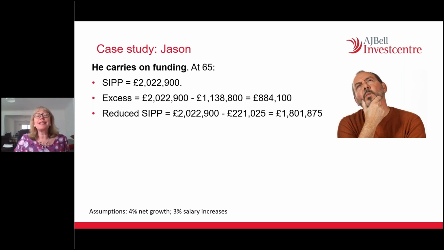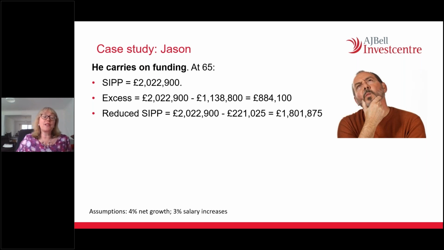If Jason decides to carry on funding, so his employer carries on paying in the contributions and Jason carries on paying in the contributions, then at 65, in 7 years' time, his SIPP could be worth over £2 million. Now, again, I've assumed 4% net growth and 3% salary increases. I think it's quite difficult at the moment to figure out what your assumptions are, but those are the ones I've gone for. You may disagree and want to use different assumptions. In this situation, there is definitely going to be an excess. The lifetime allowance is well and truly bust.